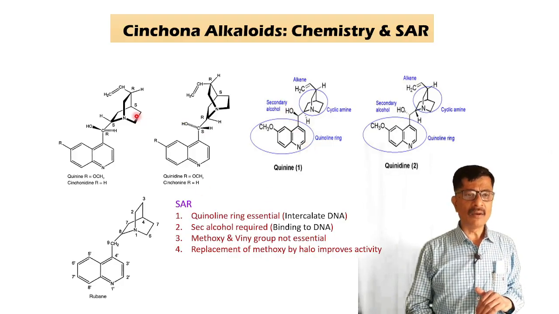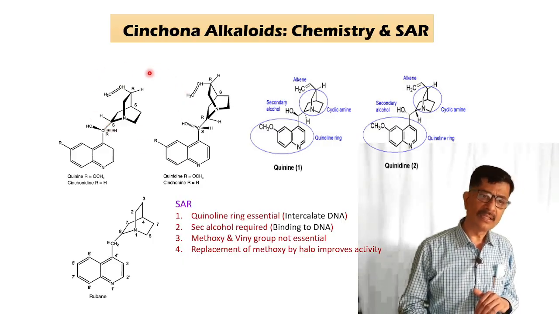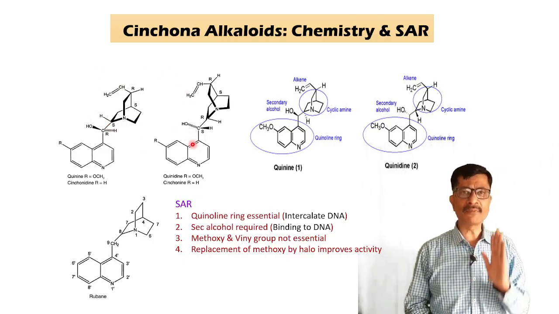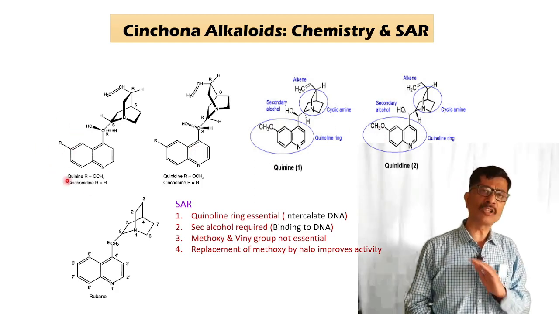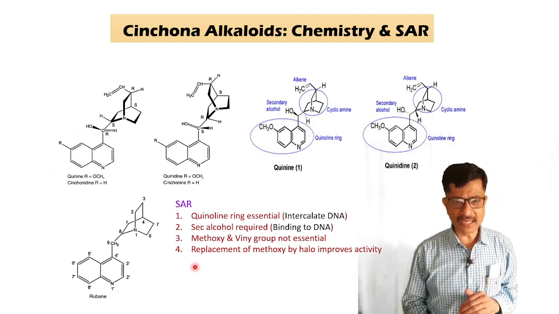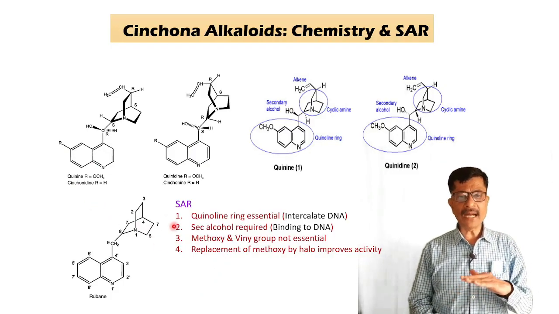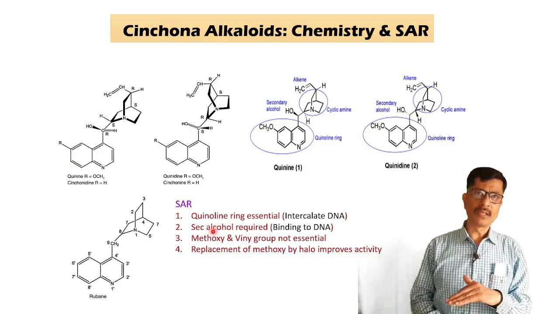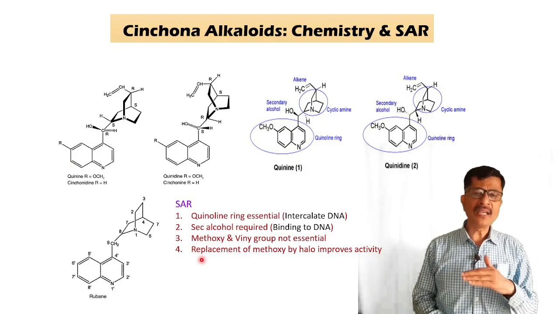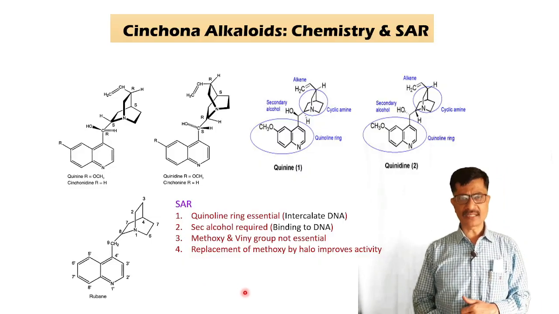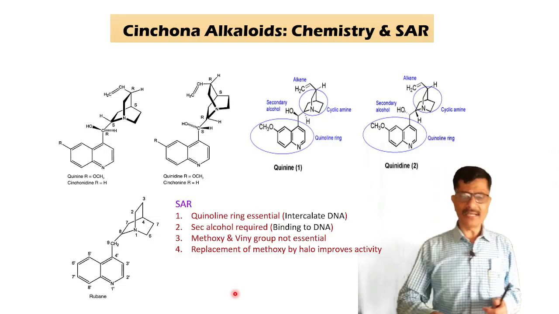When this ring is not involved, even substituents on it, that is the vinyl group, are also not required for the antimalarial effect. The methoxy group on this quinoline is also not essential for the antimalarial effect. If this methoxy is replaced by any halo group like chlorine, bromine, iodine or CF3, it may improve the antimalarial effect. So this is the SAR of cinchona alkaloids.